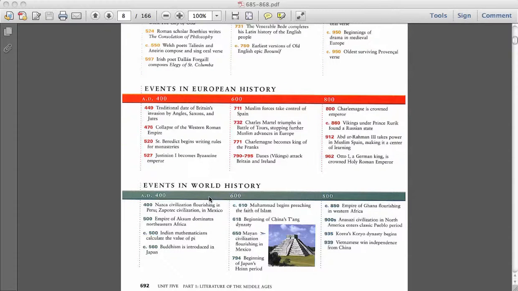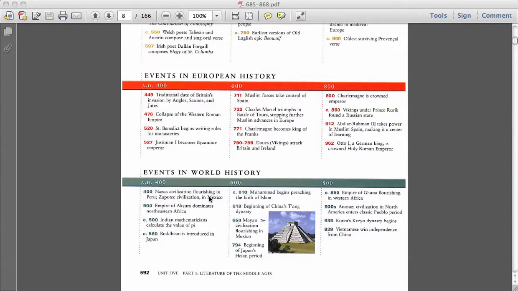And then here in the greenish olive color tells you what was going on in the rest of the world. So this one's just Europe, which is a continent, and this one is world history, all over the world. Again, these are the historical things that were happening in the rest of the world.